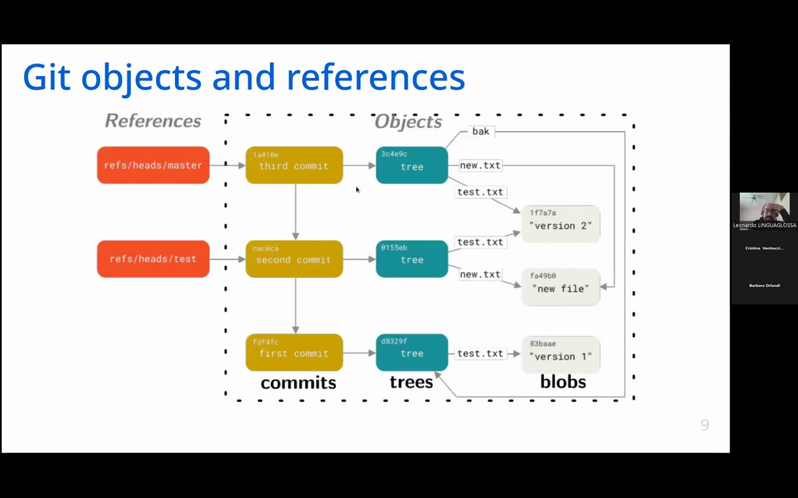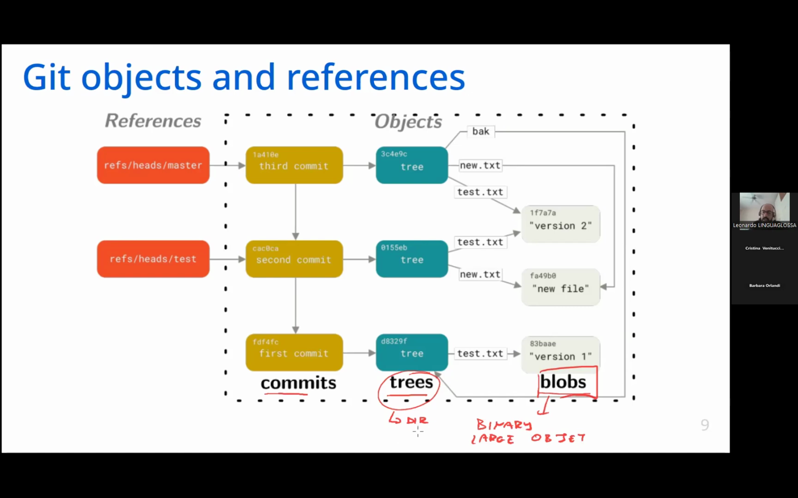So Git contains two different hierarchies. It contains references and objects. So the objects that we will see are the commits, the trees, and the blobs. Blob is the acronym of binary large object. A blob contains actually the full content of a file, but not its name. Names and other directory structures are stored in trees.